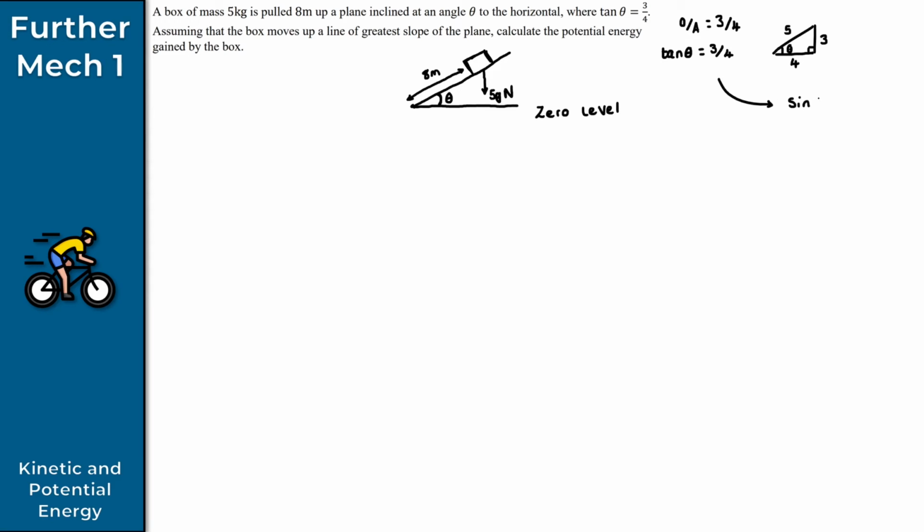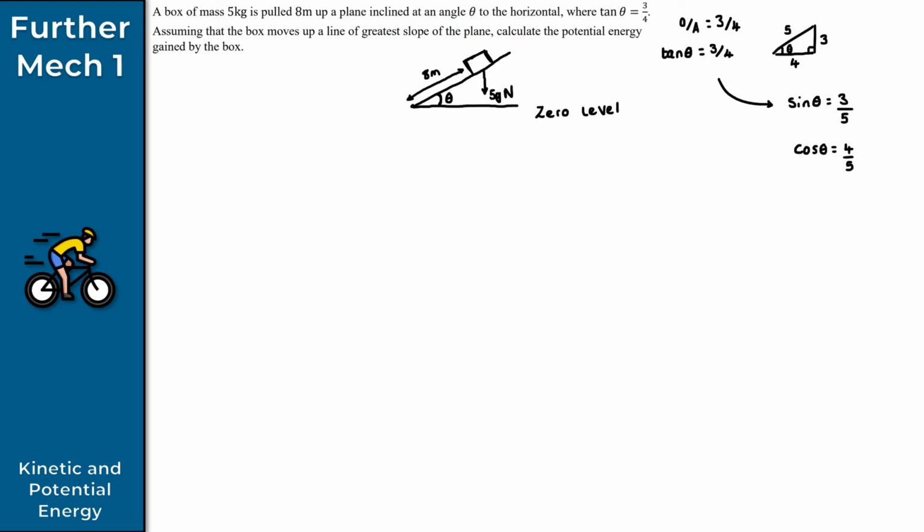And from here, we can derive that sine theta, that is opposite over hypotenuse, is 3 over 5. And cos theta here, that is adjacent over hypotenuse, that's 4 over 5 there, okay? We might not need these, but I would assume at some point in the question, we will need probably one of these, right? So what else can we work out here?